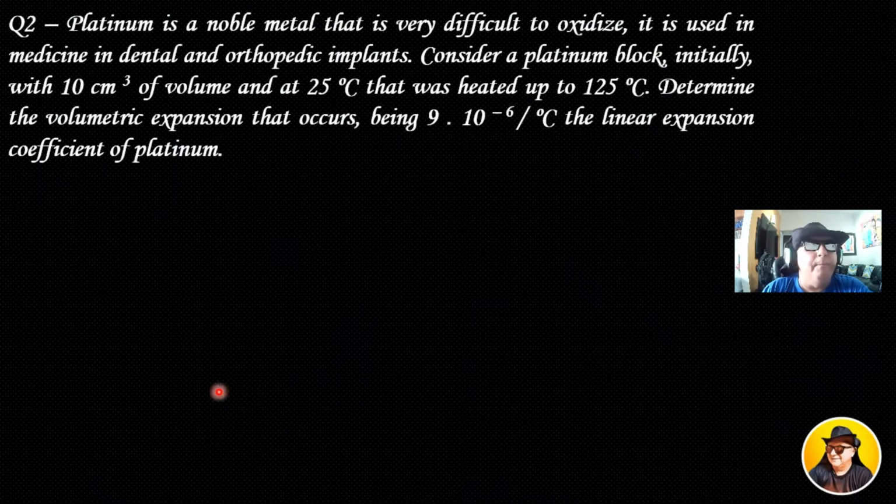Come on, let's see. Question number 2 is, here it is. Platinum is a noble metal that is very difficult to oxidize. It is used in medicine, in dental and orthopedic implants. Consider a platinum block initially with 10 cubic centimeters of volume and at 25 degrees centigrade. That was heated up to 125 Celsius degrees. Determine the volumetric expansion that occurs, being 9 times 10 to minus 6 per degree Celsius, the linear expansion coefficient of platinum.